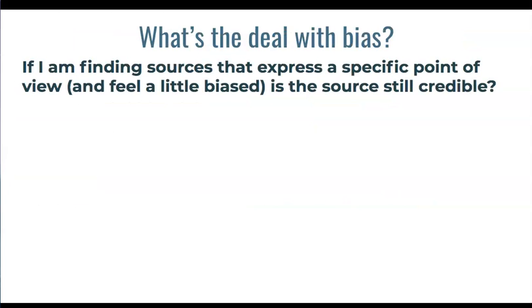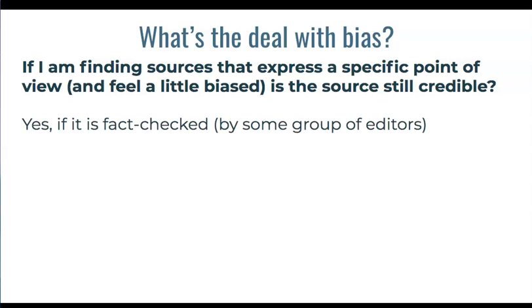So thinking a little bit about bias. If you find sources that express a really specific point of view, it might feel like they're a little biased. So you might be wondering, is the source still credible? Is it still trustworthy? Is it still okay to include in your essay? The easiest thing to do is to find sources on the library database, then you know they're trustworthy. But let's say you run across a really great source that's not on the library database, and it feels a little biased in terms of tone. You can still trust the source.